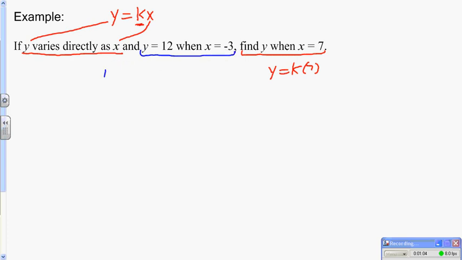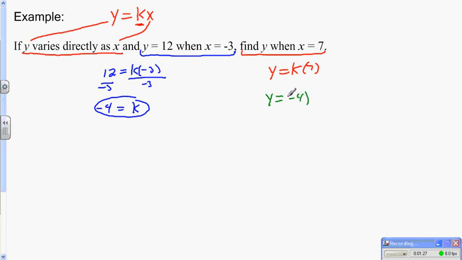They tell you that when y is 12, x is -3. And that allows us to solve for k. So k, in this case, is -4. And once we know that, we can go back to our problem, plug in our k value, our variation constant, or our slope, whichever you want to call it, and we get y equals -28. So we had to first find k, and then we could go on and solve the problem.